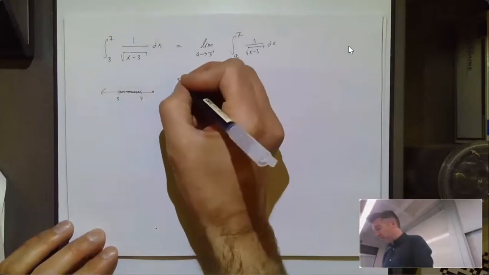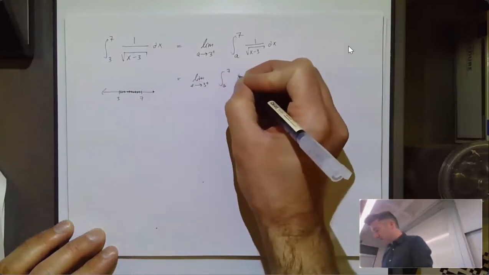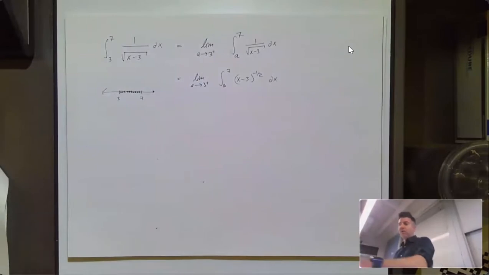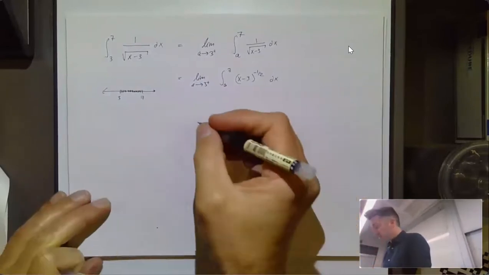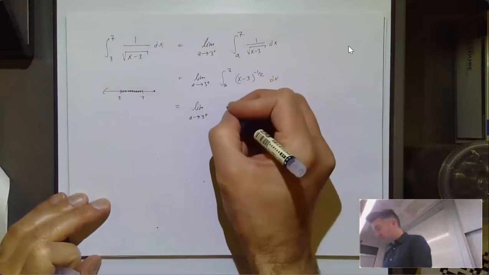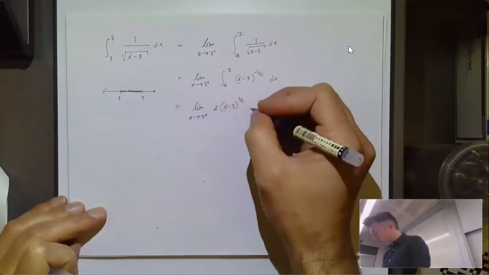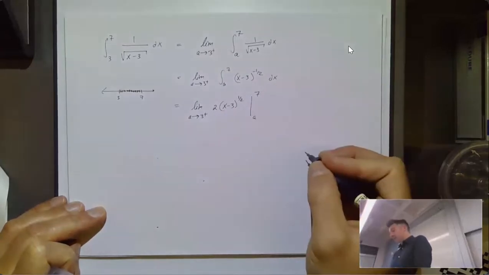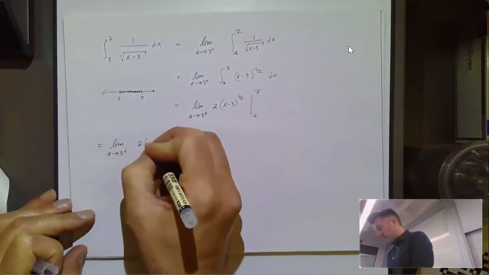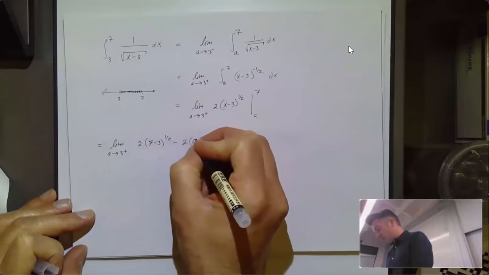I would probably rewrite this as the limit as a approaches 3 from the right of the integral from a to 7 of x minus 3 to the negative 1/2, and then do the antiderivative. We could do a u sub here, but we really don't need to. We can just antidifferentiate straight away. The antiderivative of x minus 3 to the negative 1/2 is x minus 3 to the positive 1/2 divided by 1/2, or times 2, evaluated from a to 7. And then we plug in our limits of integration. We get the limit as a approaches 3 from the right of 2 times 7 minus 3 to the 1/2 minus 2 times a minus 3 to the 1/2.